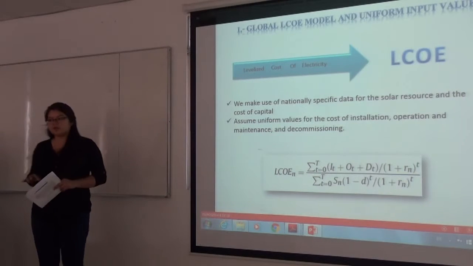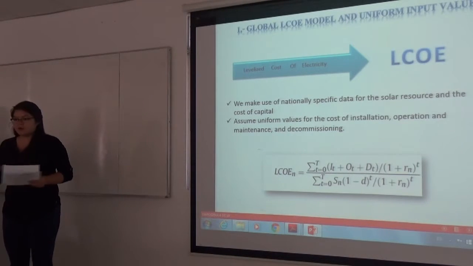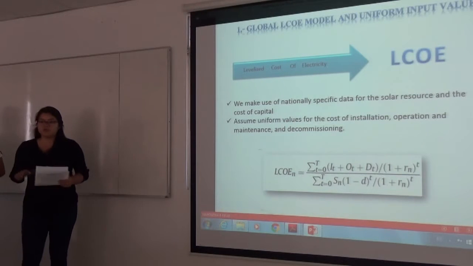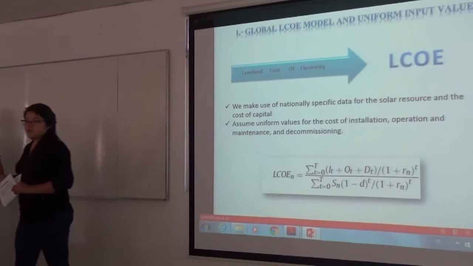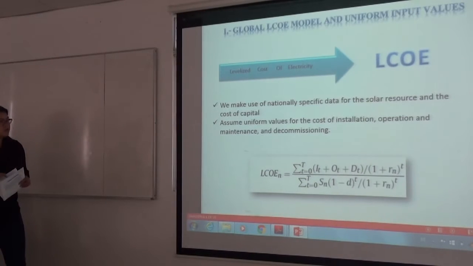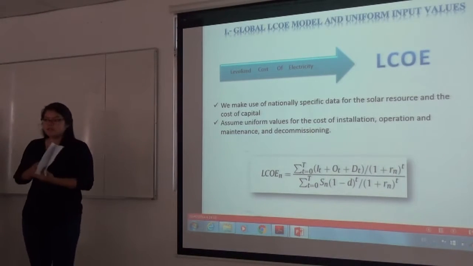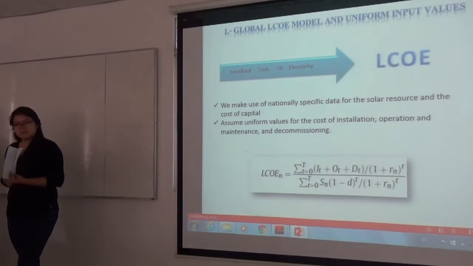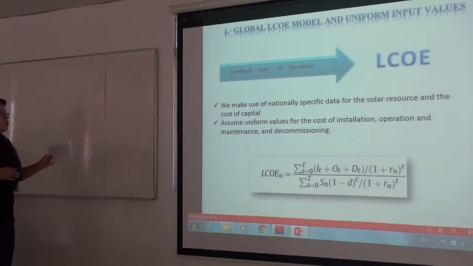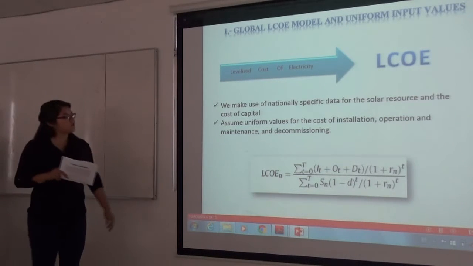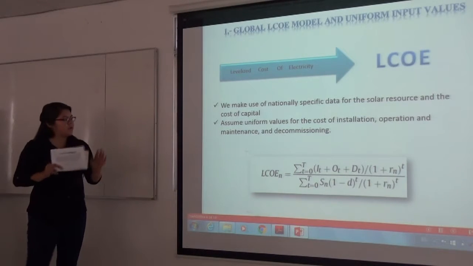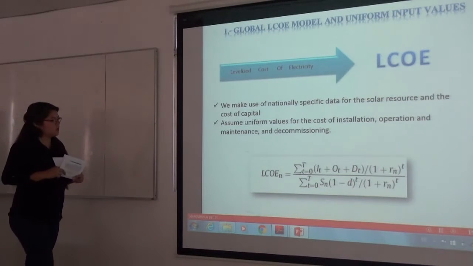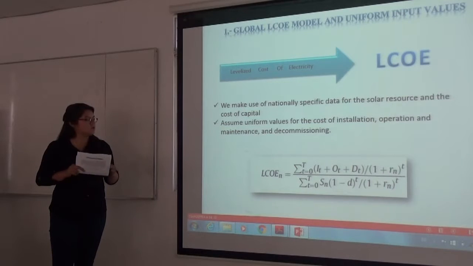Model and uniform input values. To estimate LCOE values per country, we make use of nationally specific data for the solar resource and the cost of capital, and assume uniform values for the cost of installation, operation, maintenance, and decommissioning. In this slide, we can see the equation for LCOE per each country. This is used in this paper.